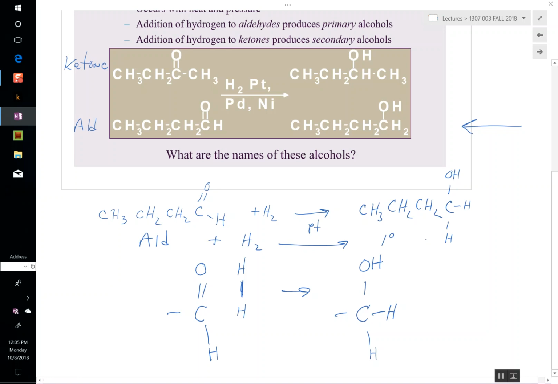So you will never get a ketone? A major, you never get a what? A major or minor product? No, this is the only product. There's no major or minor rule here. An aldehyde will produce a primary alcohol.